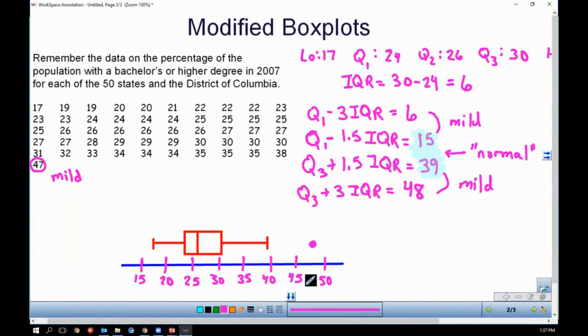Okay. So what is the low right there? Wouldn't it be 15? The low is 17. It's just that 15 is saying that we could go all the way down to 15 without it being an outlier. But our data doesn't go that low, so we don't have to worry about that. Okay, questions on this one?